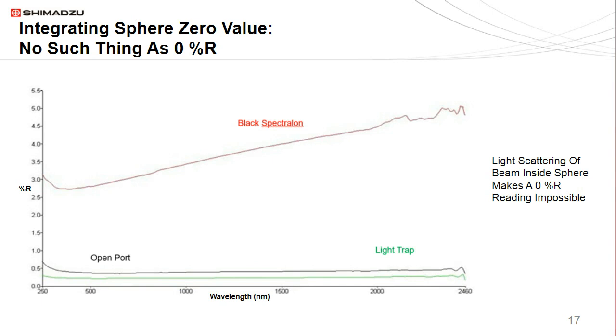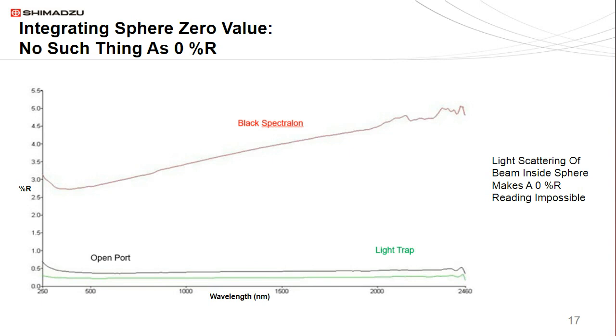I've shown you three things here that people tend to use for this process. One is black Spectralon. This is literally Spectralon baked with carbon black in it, and you can see it's not really black, and it changes as a function of wavelength. Some people use an open port, and with that we get closer to what the true zero probably is. This is just opening up the port, let the light go out, and only measure the scatter in the sphere, but a little bit of light gets back in.